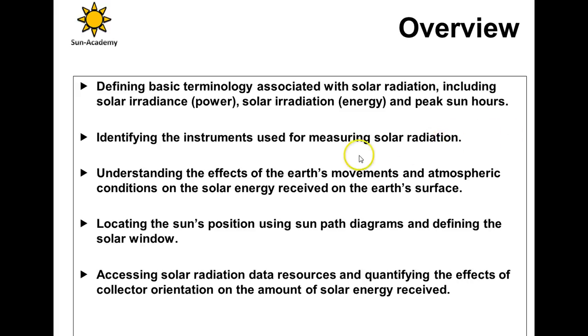In sections 2 and 3, we will cover understanding the effects of the Earth's movement and atmospheric conditions on the solar energy received on the Earth's surface, locating the sun's position using sun path diagrams, accessing solar radiation data resources, and quantifying the effects of the collector orientation on the amount of solar energy received.